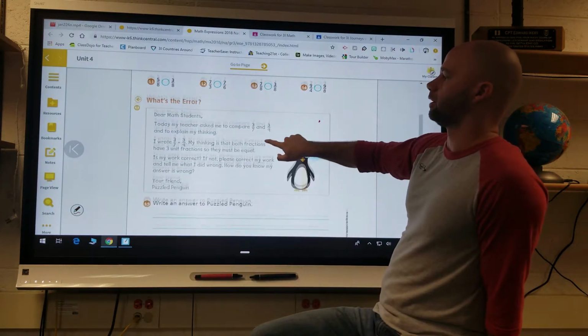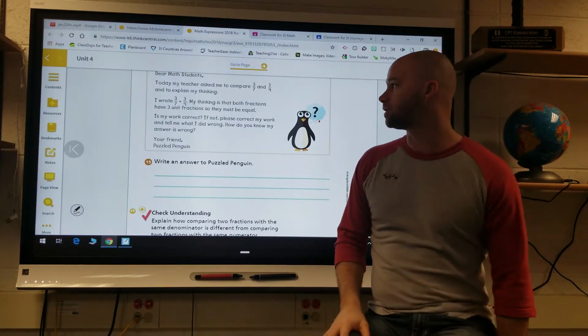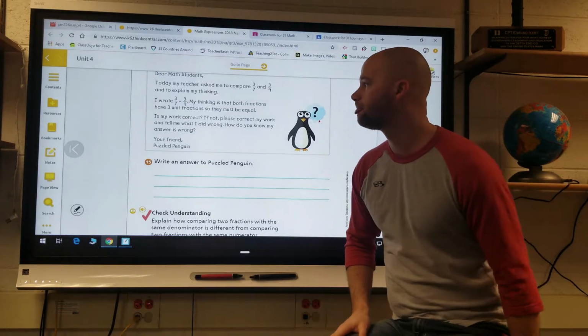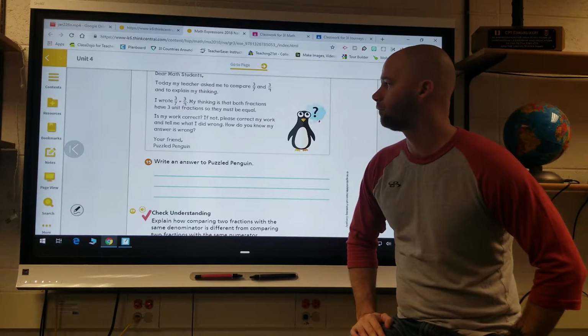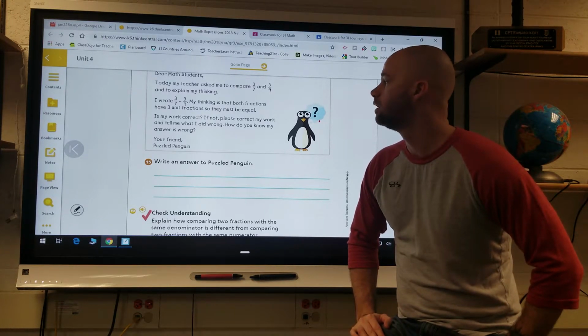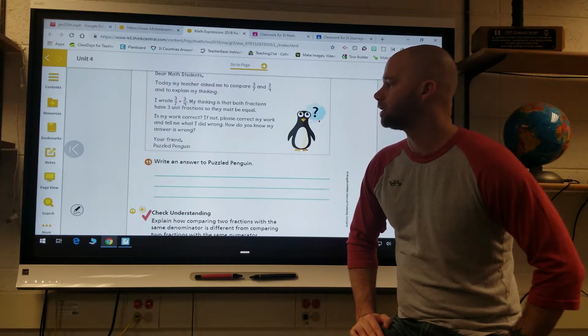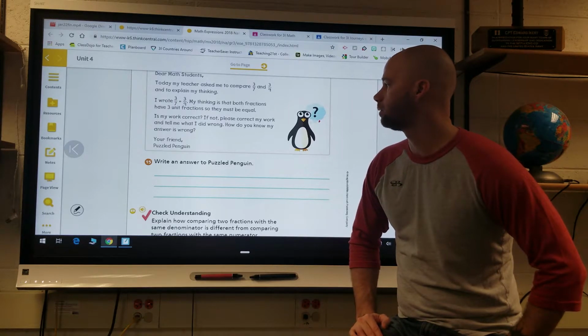And now our puzzled penguin. So what is the error? Today my teacher asked me to compare 3/7 and 3/9. I wrote 3/7 equals 3/9. My thinking is that both fractions have 3 unit fractions, so they must be equal. Is my work correct? If not, please correct my work and tell me what I did wrong.